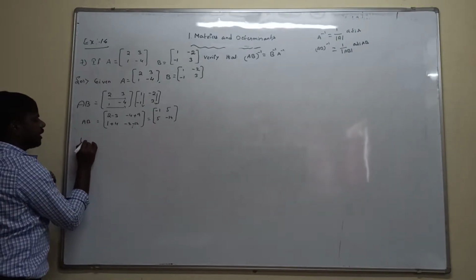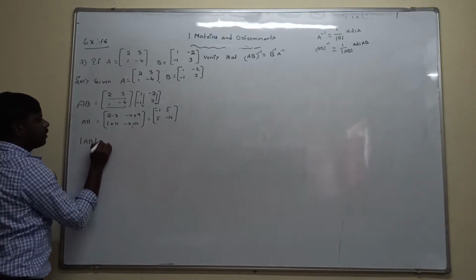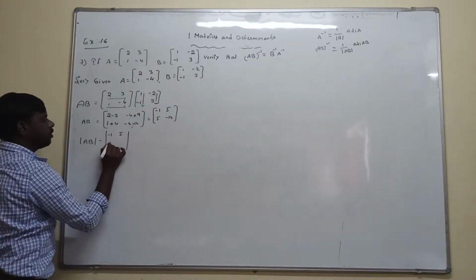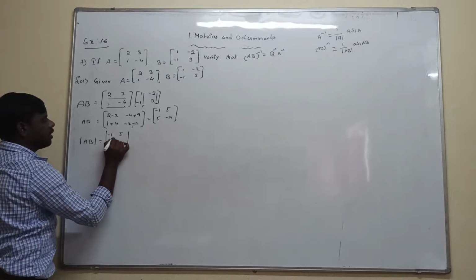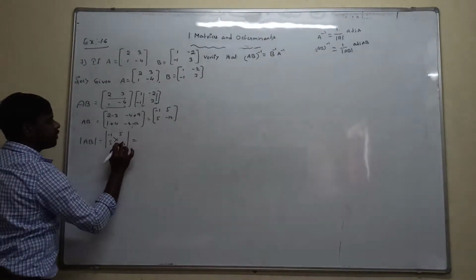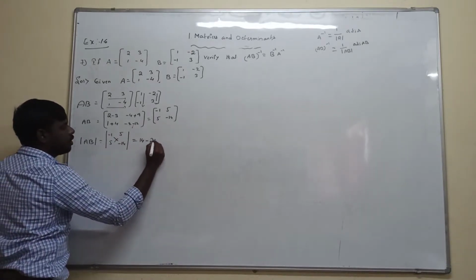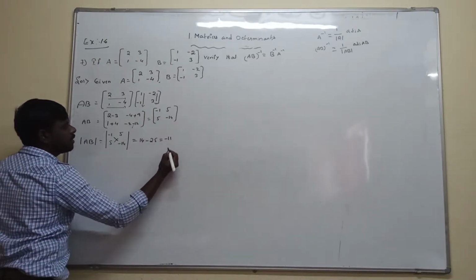So we need to calculate the determinant of AB. The determinant of AB, elements are minus 1, 5, 5, minus 14. Cross multiplication apply. Minus 1 into minus 14 that is plus 14. Minus 5 into 5, the value is 25. 14 minus 25, the value is minus 11.